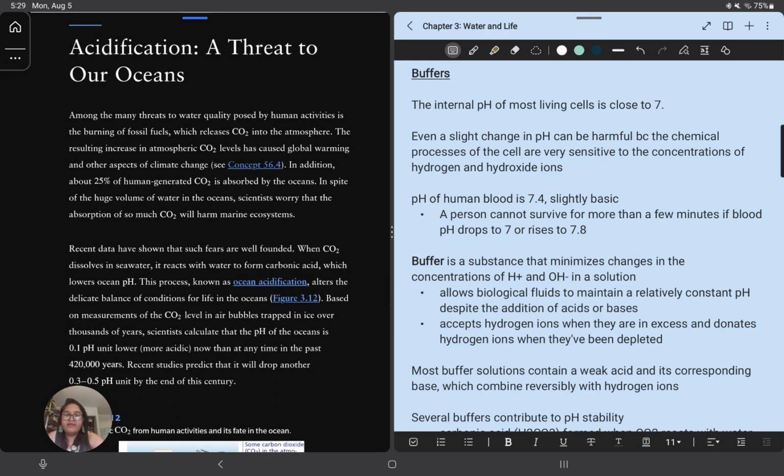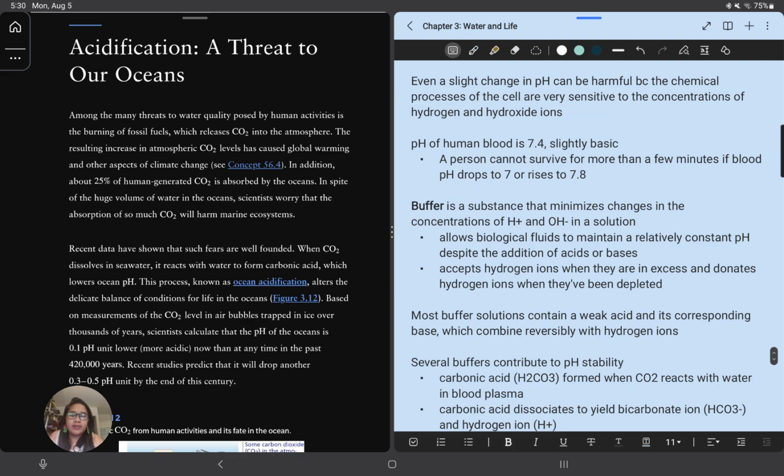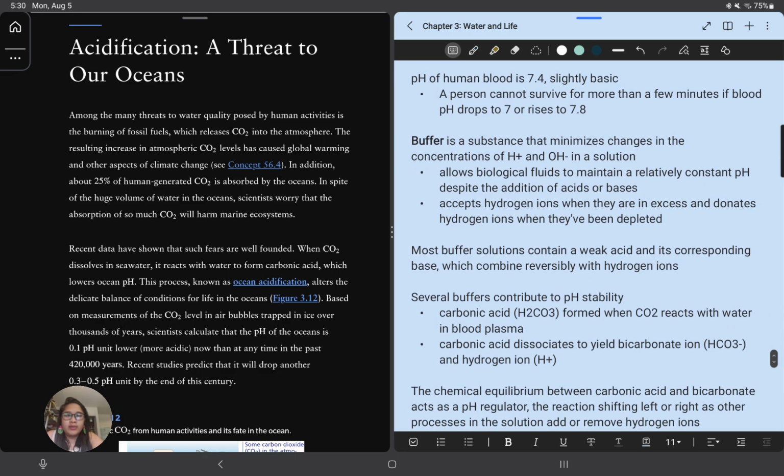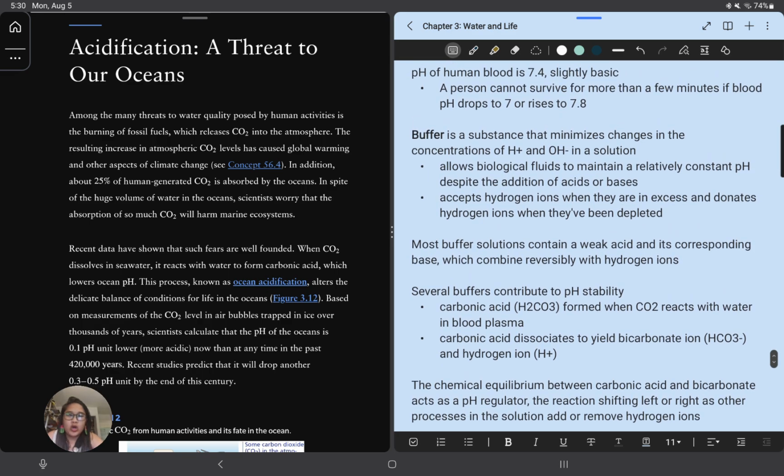Okay, so buffers. The internal pH of most living cells is close to 7. Even a slight change in pH can be harmful because the chemical processes of the cell are very sensitive to the concentrations of hydrogen and hydroxide ions. The pH of human blood is 7.4, very slightly basic. A person cannot survive for more than a few minutes if blood pH drops to 7 or rises to 7.8. So you have a range of 0.4.